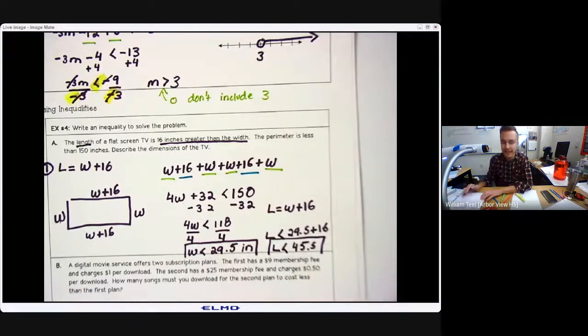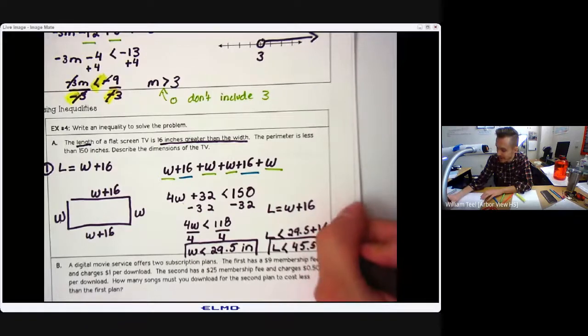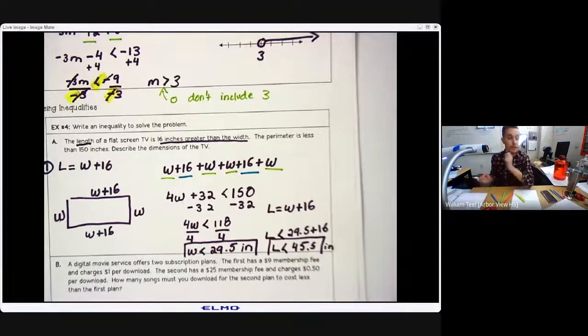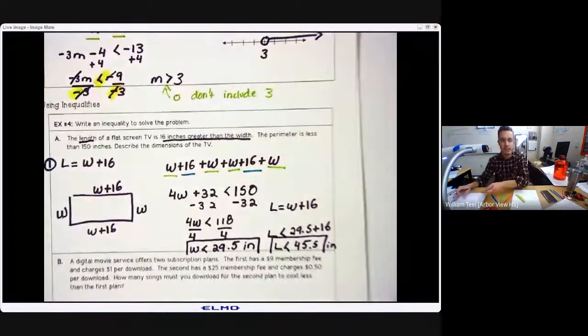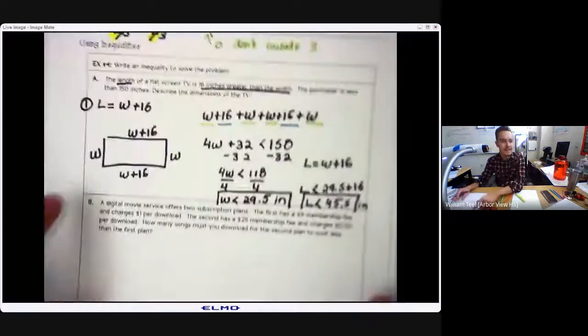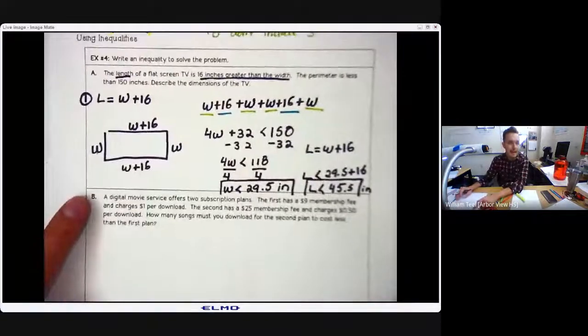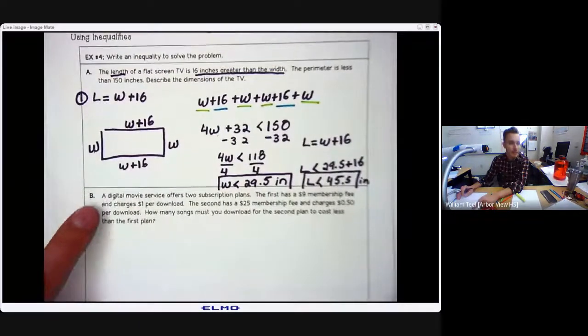Okay, so those are my two dimensions. Oh, don't forget to put your units here. Inches are what we're looking at. So those are going to be the dimensions of the TV. W, the width, can be less than 29.5, and the length of the TV can be less than 45.5 inches. So always draw a picture. I find that drawing a picture makes it a little bit easier. Simple definition here, perimeter is the sum of all of the sides of a shape. And then obviously remember our inequality rules.